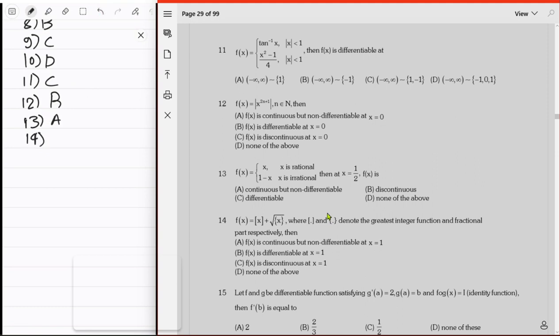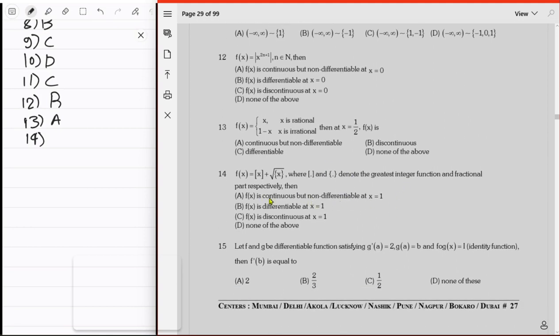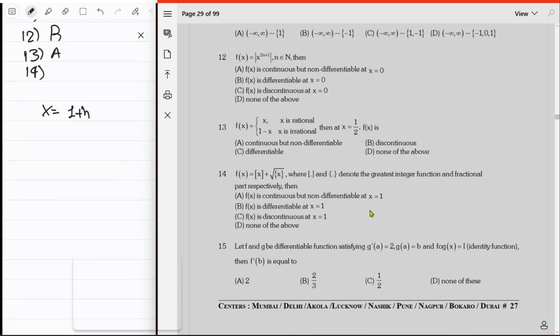If f of x is equal to, what is this? Okay, fine. Then it's continuous but not differentiable. At x equal to 1, this is weird. So when x is equal to 1 plus h, where h is just some number approaching 0 from the plus side, then at that point this f thing just becomes h. You just want the floor function. It's just 1 plus the square root of the fractional part, which is just h.